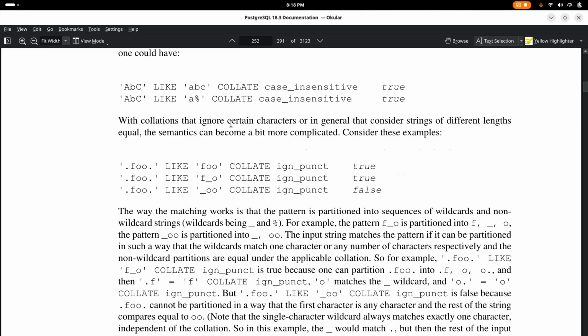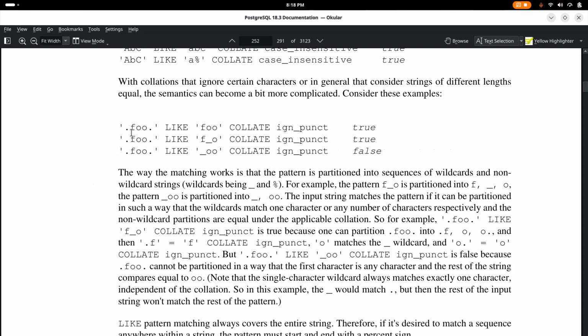With collations that ignore certain characters, or in general that consider strings of different lengths equal, the semantics can become a bit more complicated. Consider these examples. '.foo.' LIKE 'foo' COLLATE ign_punct, where ign_punct means ignore punctuation, will be true because we are ignoring the dots. And then '.foo.' LIKE 'f_o' COLLATE ign_punct will also be true. '.foo.' LIKE '_oo' COLLATE ign_punct will be false because the dot will match, and the underscore will match with the dot.